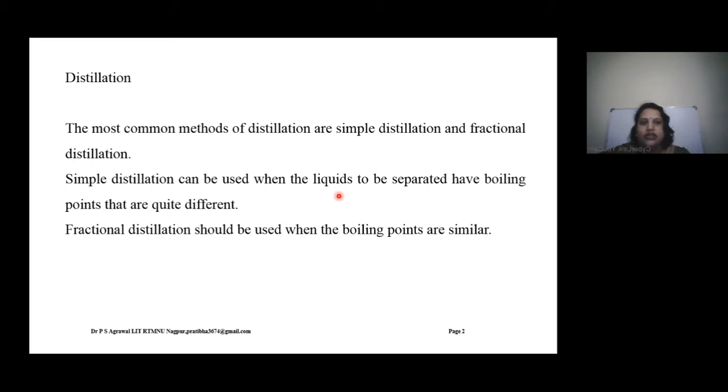Now, to understand distillation, first we will consider what happens upon heating a liquid. At any temperature, some molecules of the liquid possess enough kinetic energy to escape into the vapor phase. We call it the evaporation process. And some of the molecules in the vapor phase return back to the liquid state. We call it condensation. When an equilibrium is set up, both these rates are equal. So, at higher temperature, more molecules possess enough kinetic energy to escape, which results in a greater number of molecules evaporating. The most common methods of distillation are simple distillation and fractional distillation.